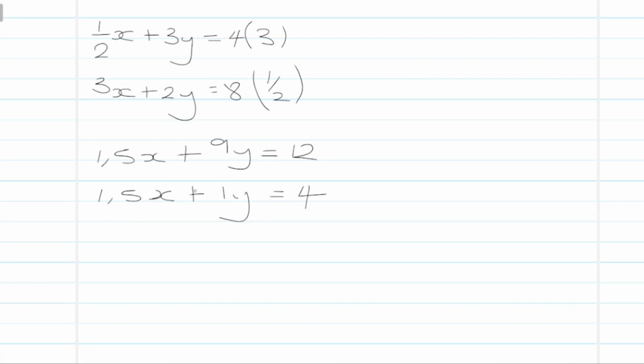So we subtract the second equation from the first equation like this. So we say 1.5x minus 1.5x, which is 0, and you say 9y minus 1y is equals to 12 minus 4. Let me write it down. Because here we have 0, we are not going to write anything.